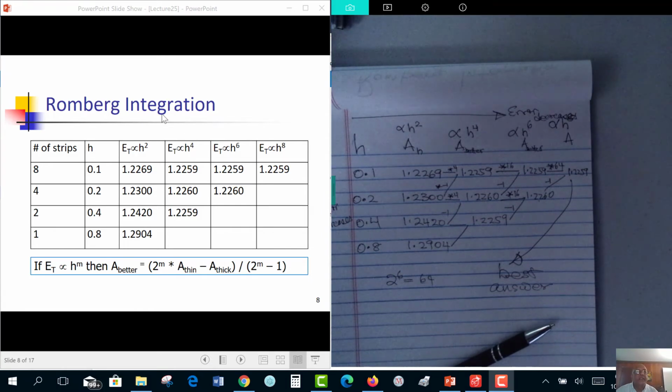Okay, so we have seen the trapezoidal rule. This column was the trapezoidal rule. Then we applied Richardson extrapolation to those values, and we got this. And then we built the Romberg integration table by repeatedly applying that Richardson extrapolation to get this final best value.